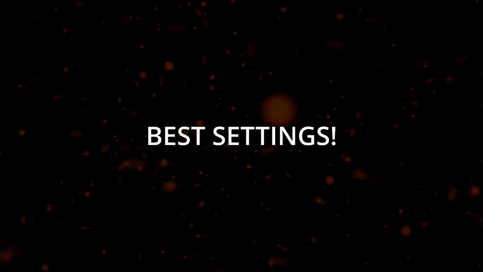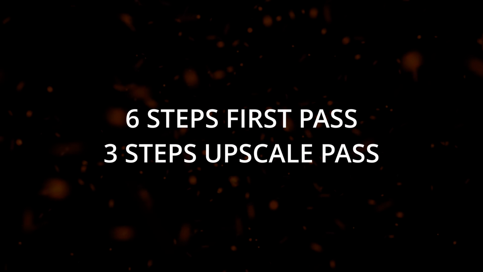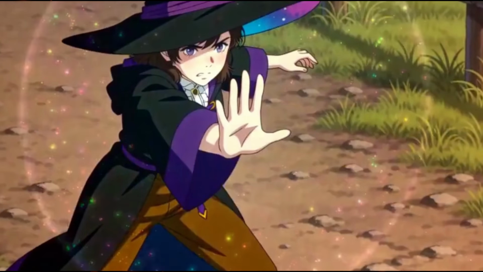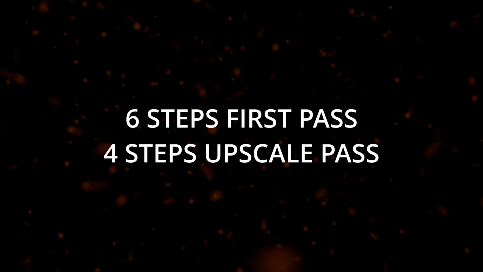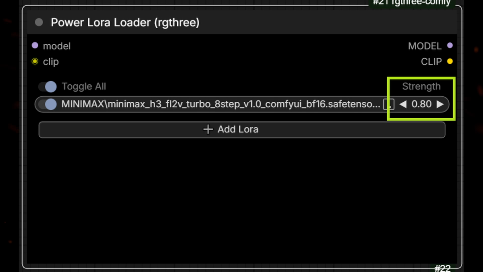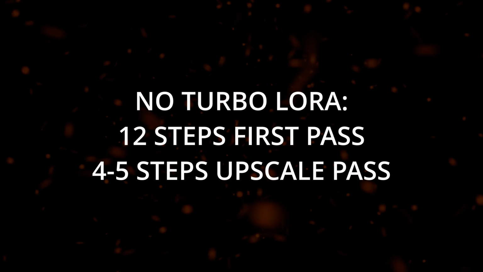The workflow's default settings are 6 steps on the first pass and 3 steps for the final upscale pass, using the 8-step turbo LoRa. This produces good results for most applications. For intense action shots, maybe choose 8 steps for the first pass and 4 steps upscale for a better result. The higher the total steps, the more you may want to consider lowering the strength of your turbo LoRa to perhaps 0.8 or 0.7. And if you wish to use no turbo LoRa, I think 12 steps for the first pass with 4 or 5 steps upscale pass yields great results.